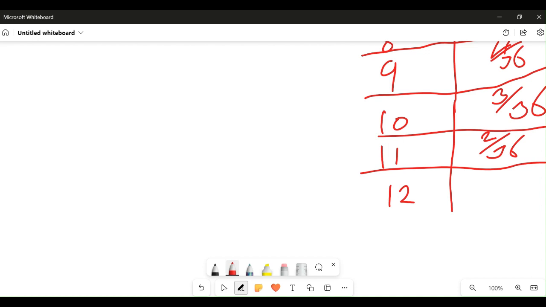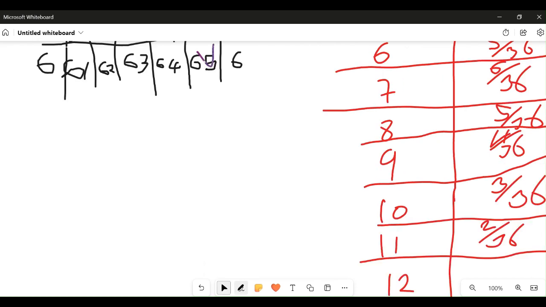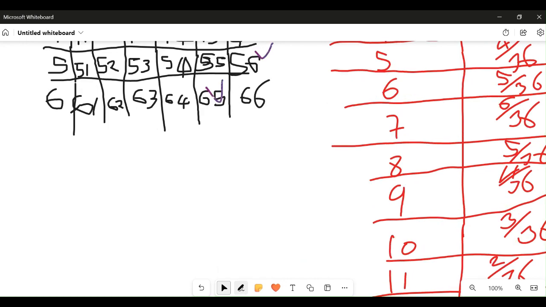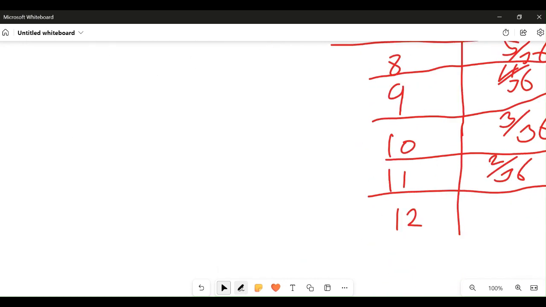And finally, the probability that their sum is equal to 12. This is supposed to be 6 and 6. We have only one there. Therefore, the probability is 1 over 36.